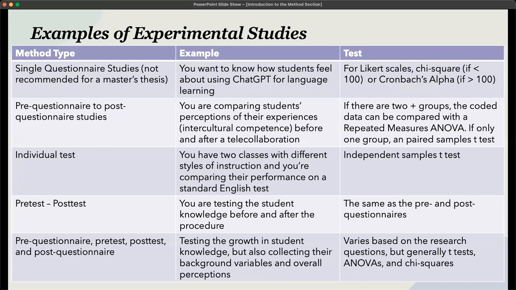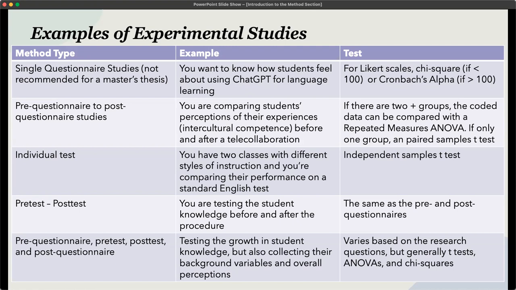If we want to look at experimental studies, the first one is a single questionnaire study, and this is not recommended for a master's thesis. Sometimes people don't recognize that if you're putting a questionnaire out to participants, this is experimental. I've seen questionnaire studies classified by students as non-experimental. That is not true. As soon as there's a questionnaire and you've got participants answering, this becomes experimental. A single questionnaire is not robust enough for a master's level thesis. This is a good study for an undergraduate thesis.